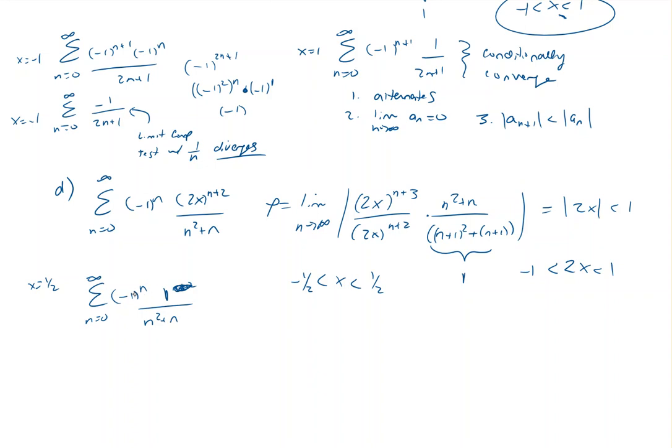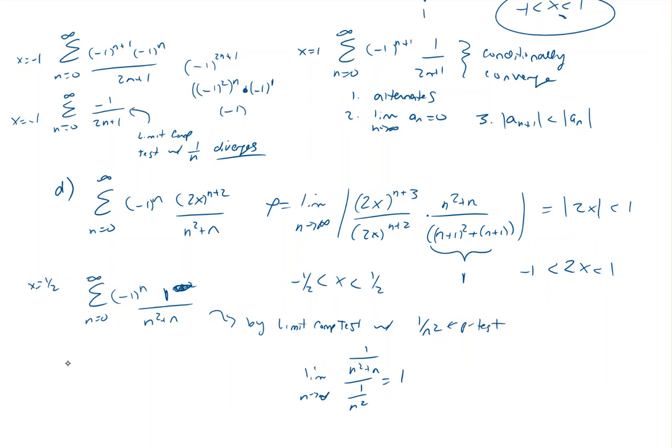I mean, not because it's alternating, but it's going to converge absolutely because 1 over n squared plus n, by the limit comparison test with 1 over n squared. Right? You put 1 over n squared plus n over 1 over n squared. You take the limit of that. You're going to get 1, which is a non-zero constant. So therefore, they're going to converge together. Right? So this converges by the p-test. Therefore, this is going to converge.